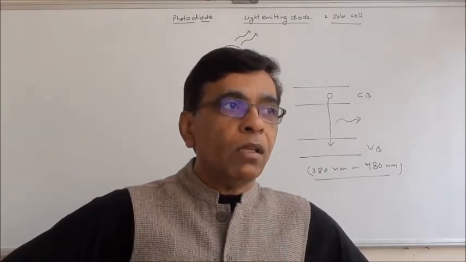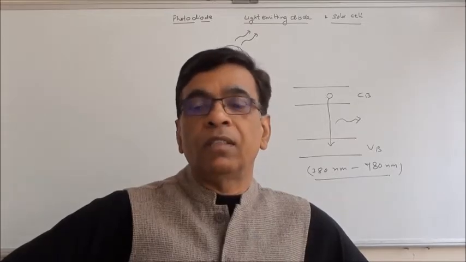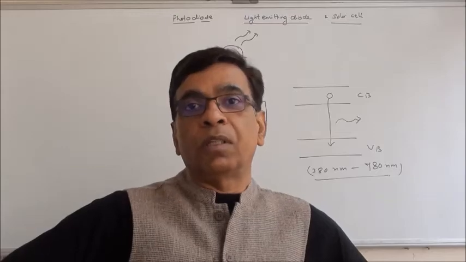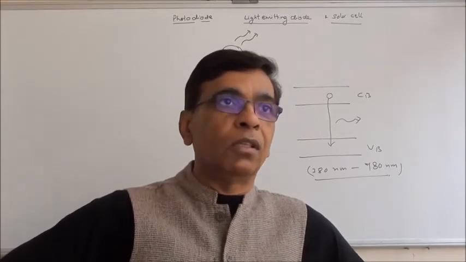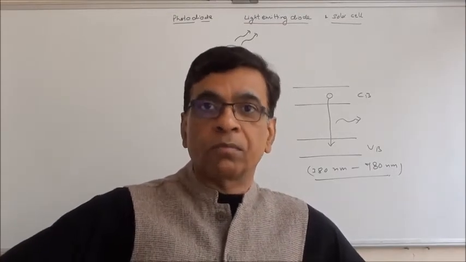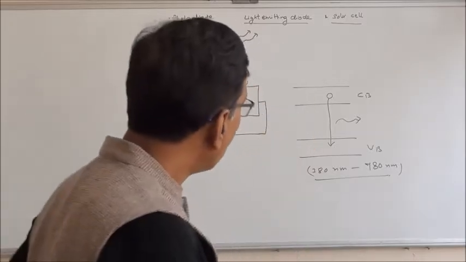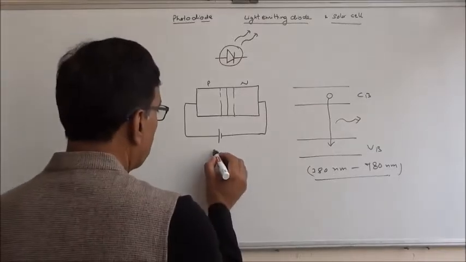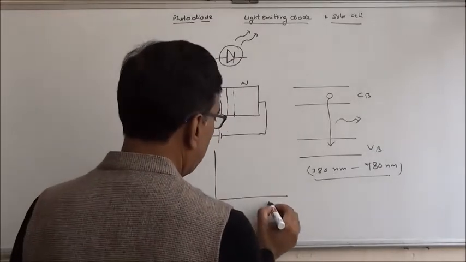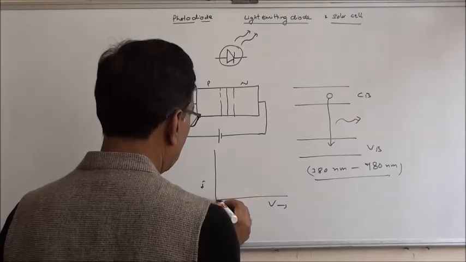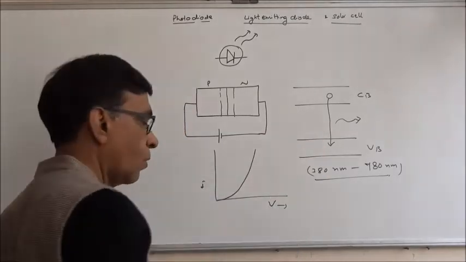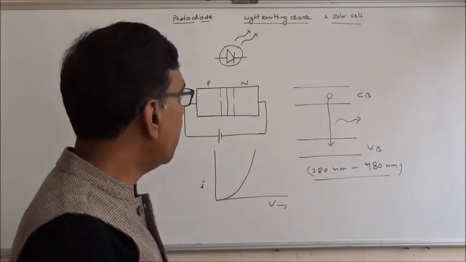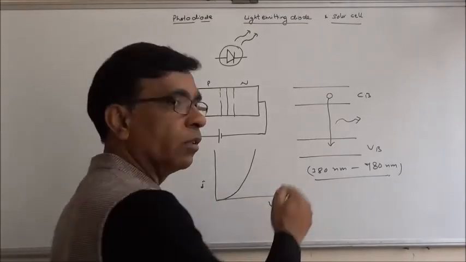The most common use of LEDs is as indicators in various music systems, radios, televisions. We use them even in remotes. So these are the most important and significant uses of LEDs. If you want to plot a graph, this is forward bias, VI graph. But depending on the material, the knee voltage may change.